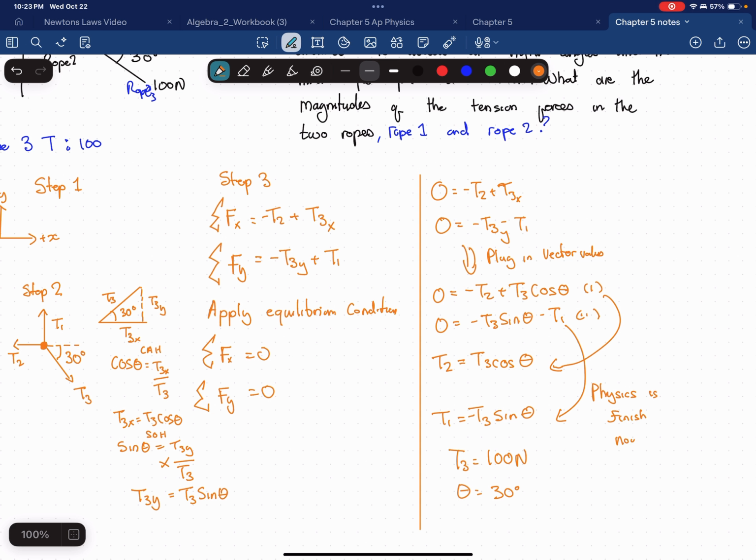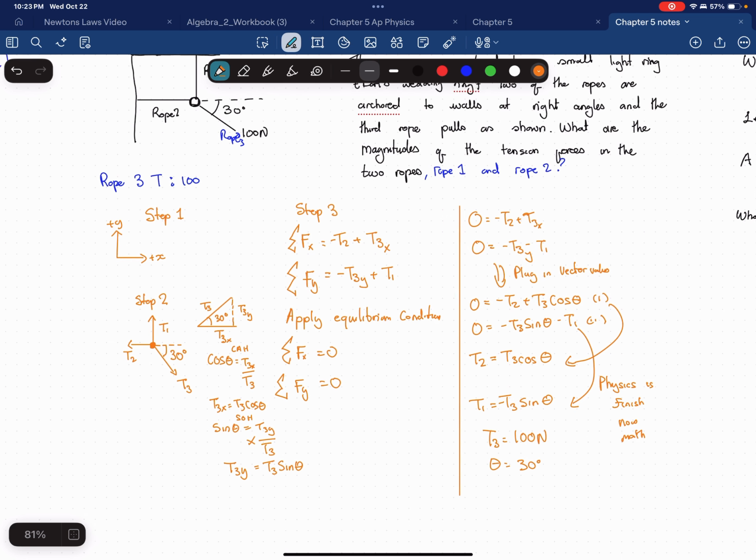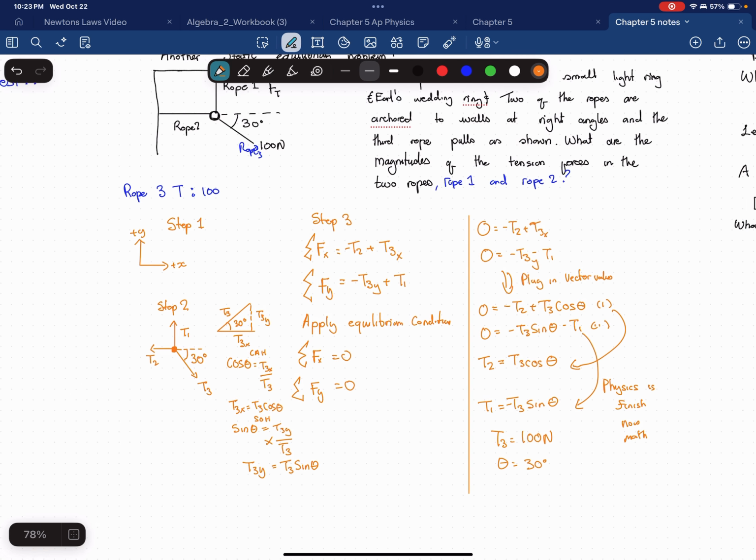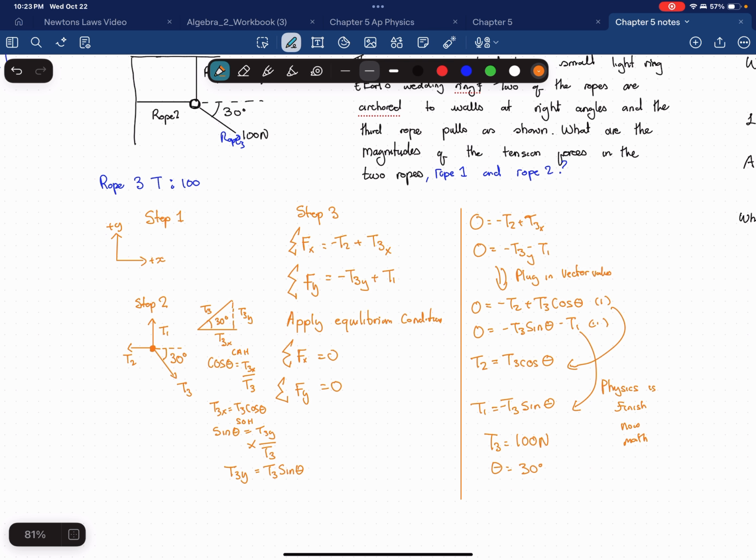Now math. I'm not going to do that part for you, sorry, but you can do it yourselves. If you can get to this point where you have the magnitudes of T2 and T1, with me, I'll give you full credit. It kind of makes sense, because T1 and T2 are basically projections of T3.